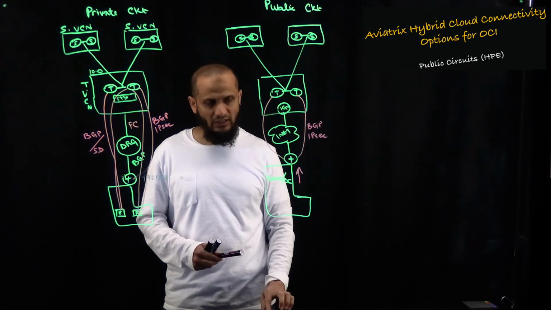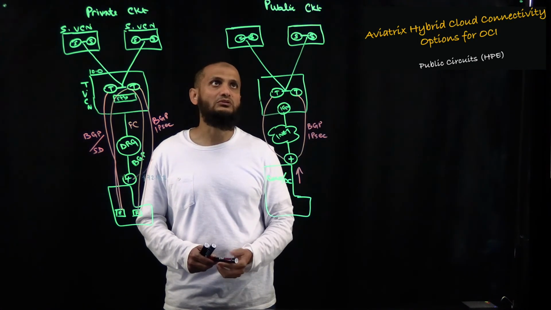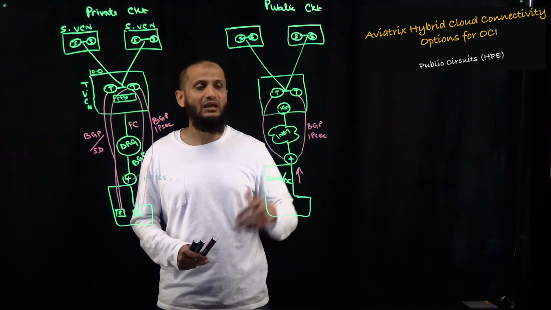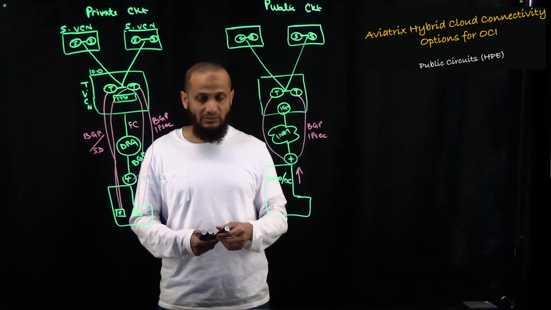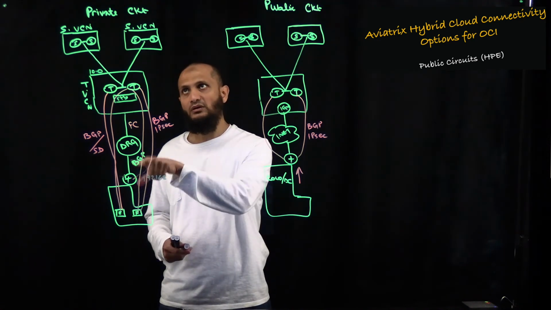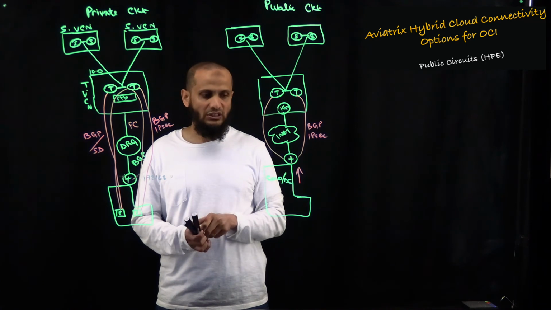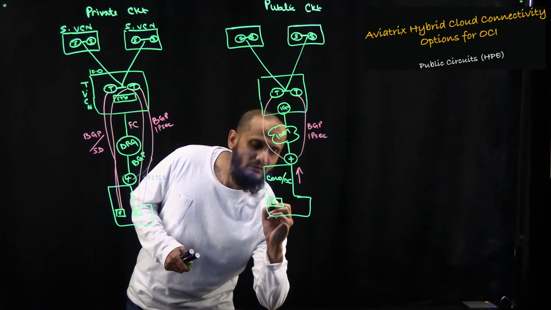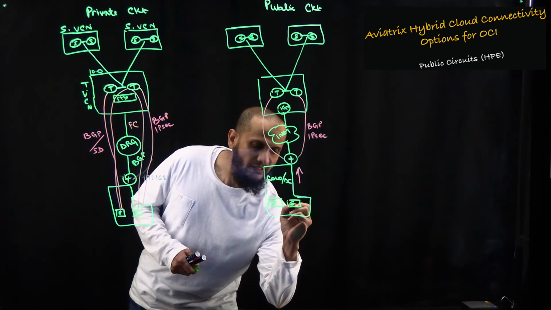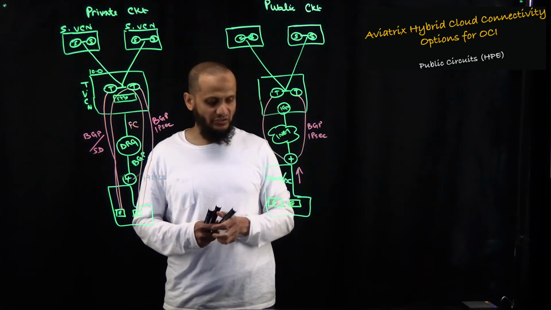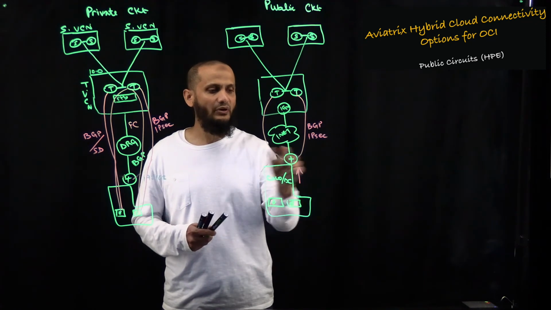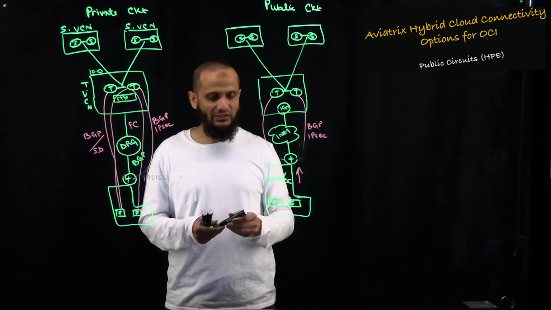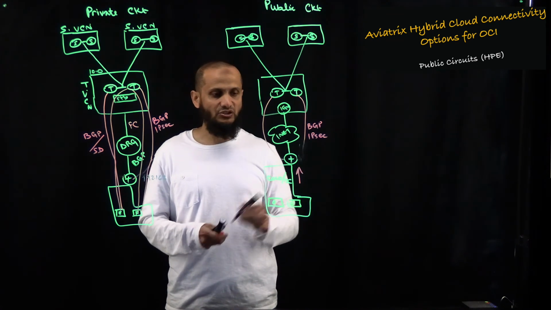The next one is, how about if you still wanted to use the public circuits, but at this point you wanted to have the high performance encryption. So similar concept that we discussed over here in the private circuits, you need the Aviatrix Secure Edge over here. And then instead of terminating the IPsec connections on the WAN router, at this point you will be terminating these connections straight over to the Aviatrix Secure Edge.